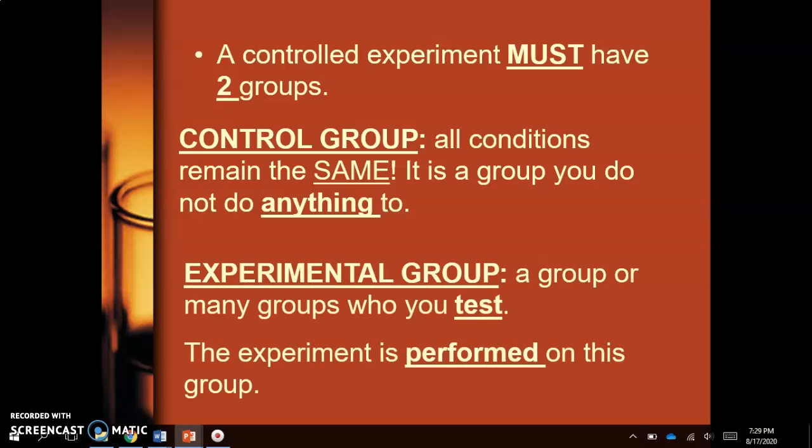And then the experimental group, on the other hand, is the group or the many groups that you test. So the experiment is performed on this group. Okay, so control, all conditions remain the same, and then the experimental group gets the actual experiment performed on them.